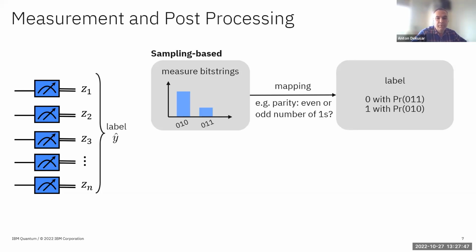If we have an odd number of ones, we may say this is a cat. And this is the way we transform our quantum data, quantum outcomes, into a classical form.